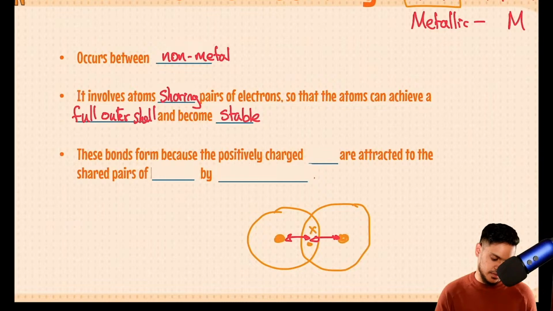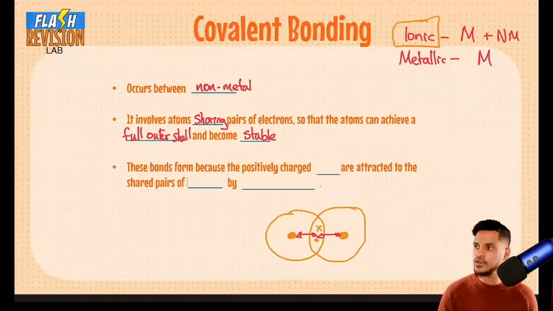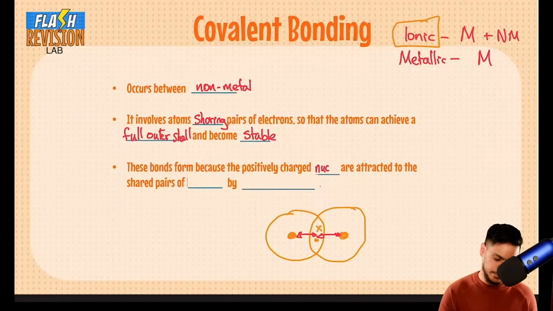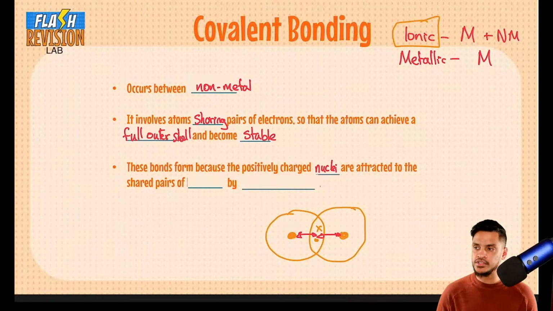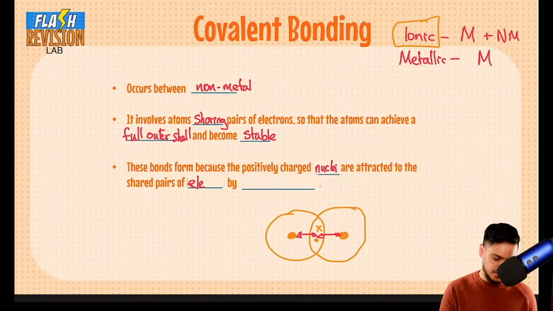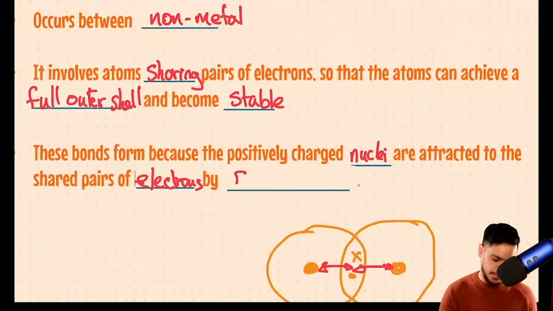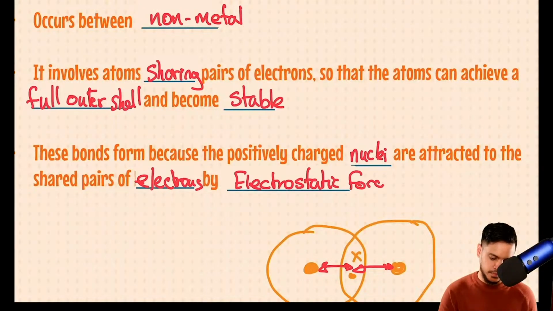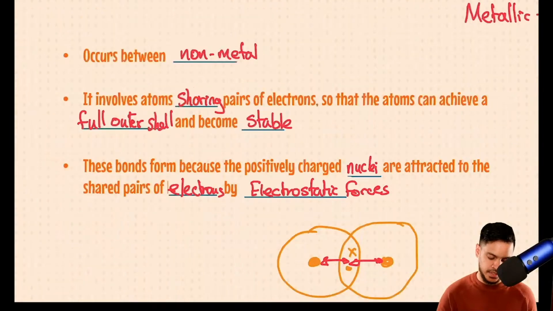So these bonds form because the positively charged nuclei are attracted to the shared pair of electrons by electrostatic forces. Anyone know the name of this? I wrote it down. I showed you it already, didn't I? The shared pair of electrons by electrostatic forces.